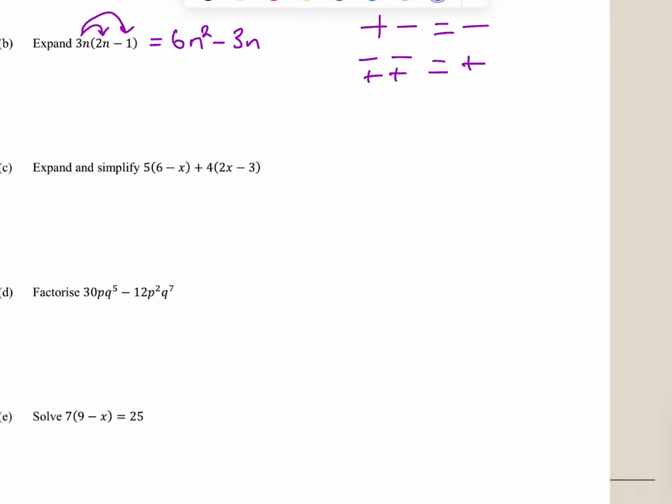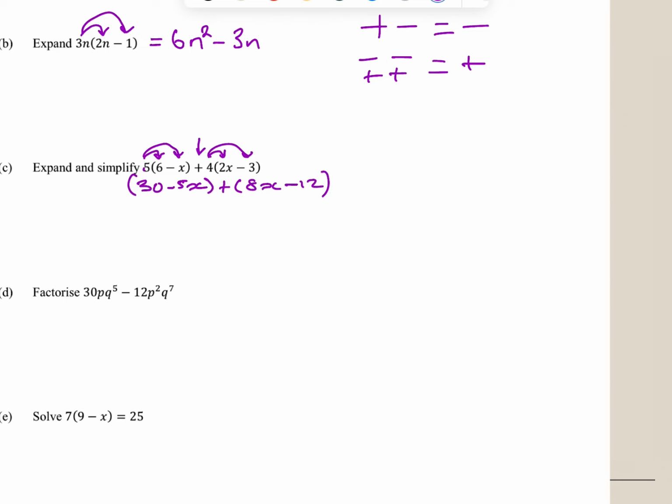Right, these next couple of questions, so what have we got? Again, we're going to be expanding. We need to add them together. So we do the first one and the second one separately. So this is going to become 30 minus 5x. And we need to add 8x. And then 4 times negative 3 is negative 12.